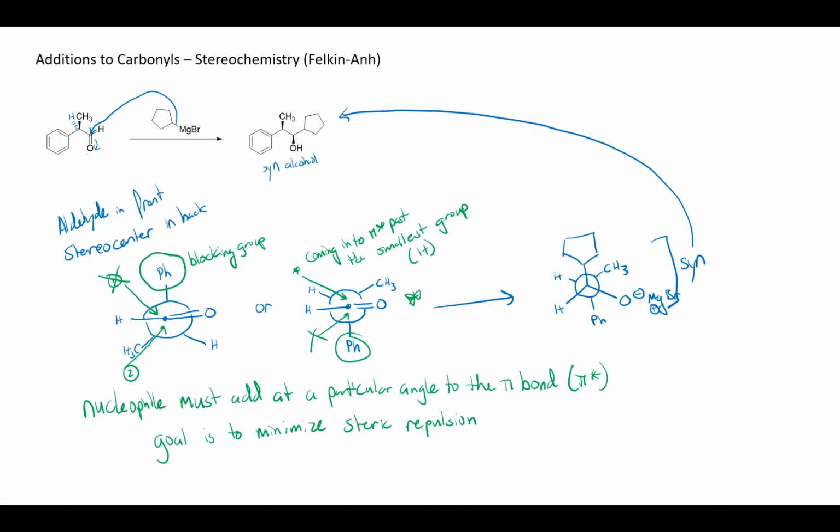So there are other ways of keeping track of this, but this is the rationale. We want to minimize steric repulsion as the nucleophile approaches. And so to do that, we use these Newman projections that give us the syn results.